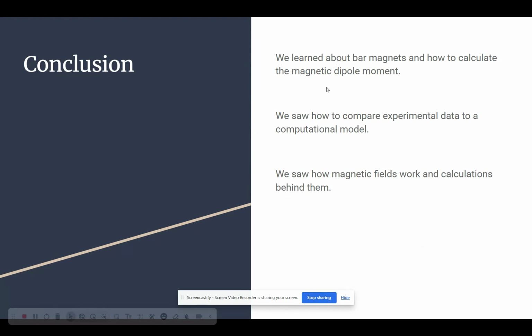So, in conclusion, we learned about bar magnets and how to calculate the magnetic dipole moment. We saw how to compare experimental data to computational, and we saw how magnetic fields work and the calculations behind them.